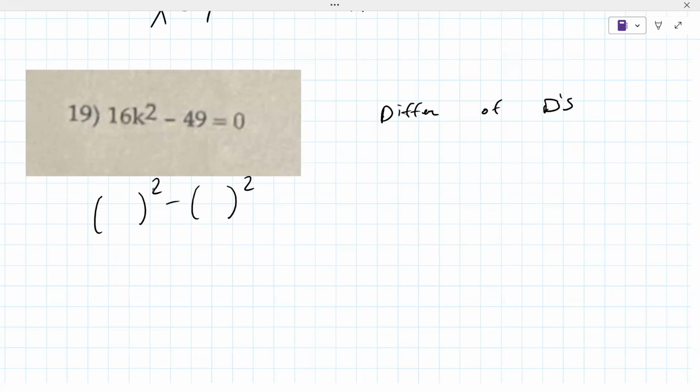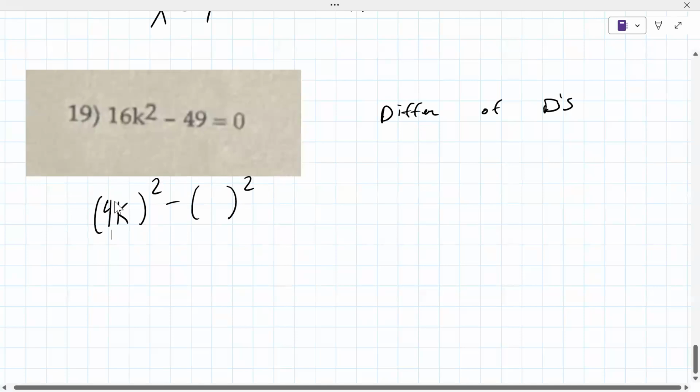16. 4. Or gets you to 16. What about the k squared? How do you get back to that? 4k squared minus... Well, no, it can't be 4k squared, because when you square a square, it doesn't get you back to that. It's just 4k.